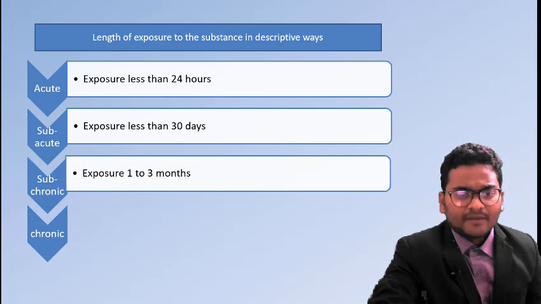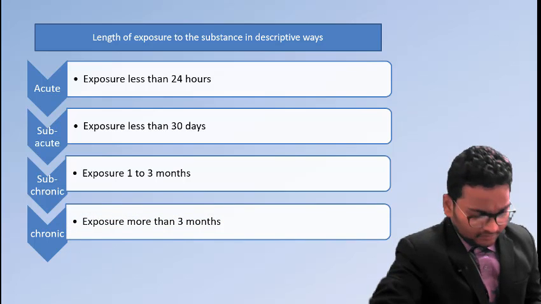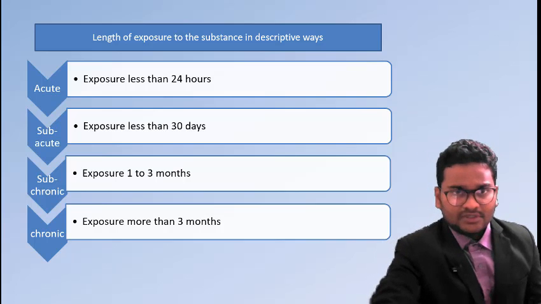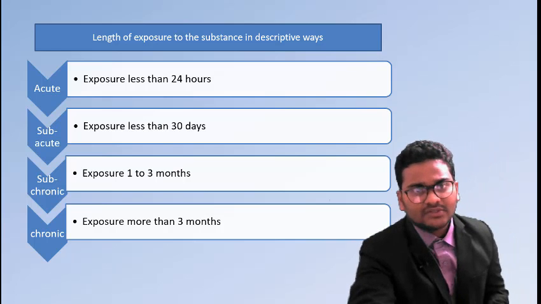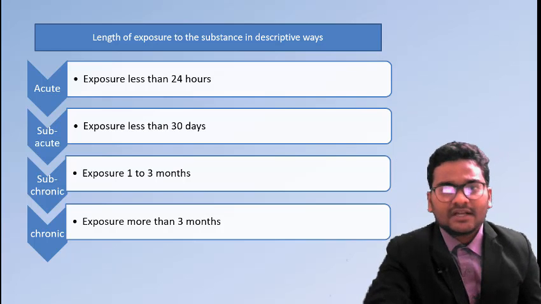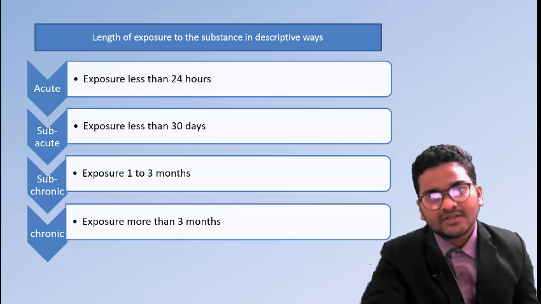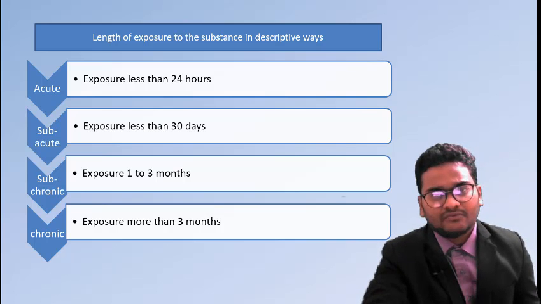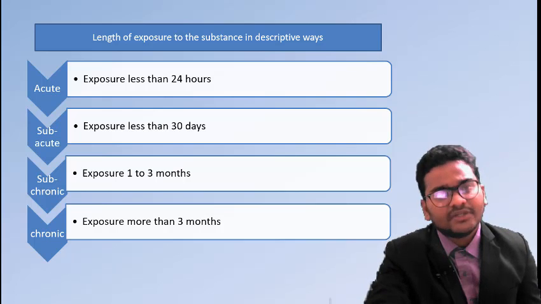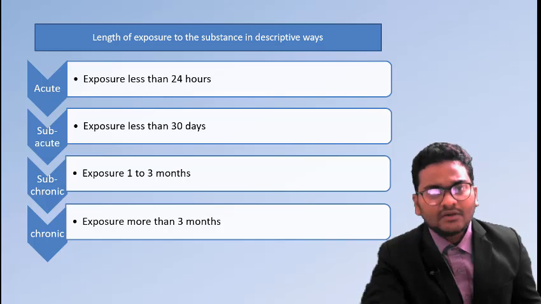The final one is chronic. Chronic means the exposure is more than 3 months. In these more than 3 months, you can say these are like chemical carbon elements, carbon dioxide, carbon monoxide. These types of elements you are exposed to for more than 3 months, so automatically it will lead to cancer. So cancer-type diseases formed because of exposure of more than 3 months, we call a chronic disease or chronic substance.